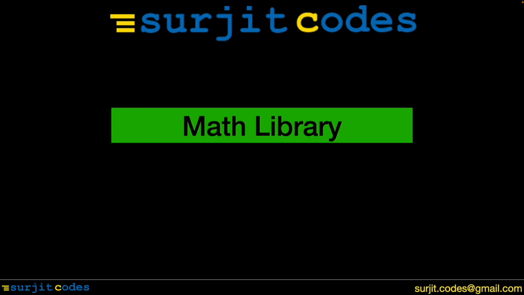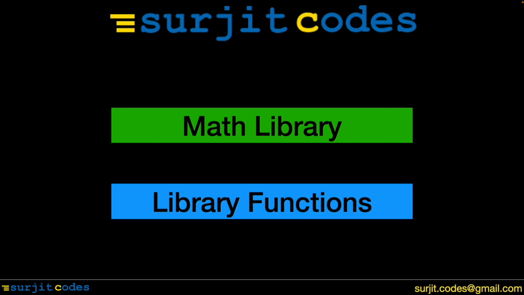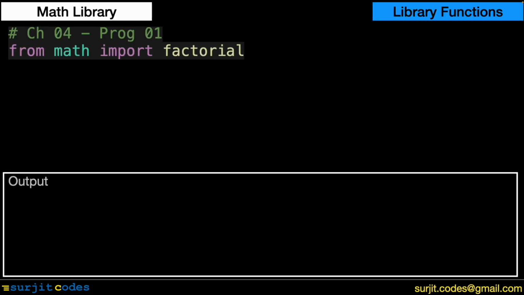Python has many libraries which have a long list of functions. Math library is the most important of them all. We will discuss some of its library functions. Factorial is one of the most commonly used functions. We can import it from the math library by the statement given here. We can now use it anywhere in this program. Factorial 4 returns the product of 1, 2, 3, and 4.